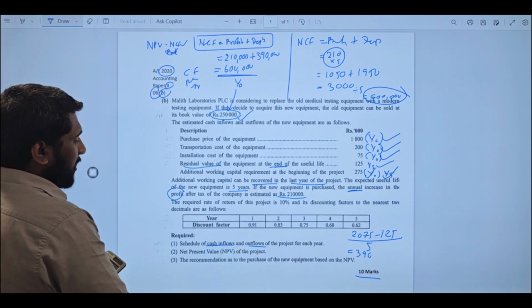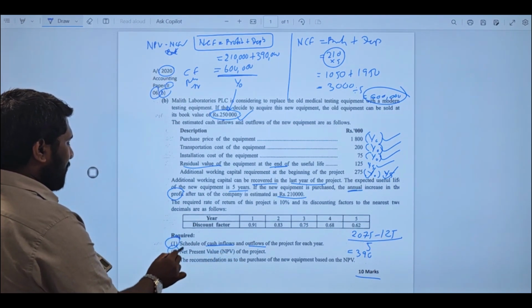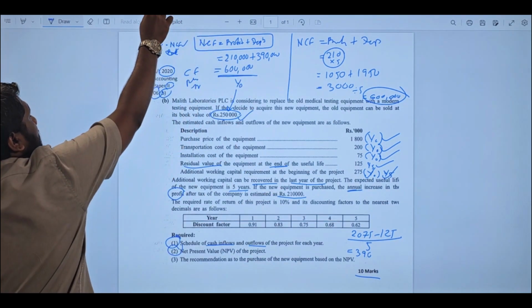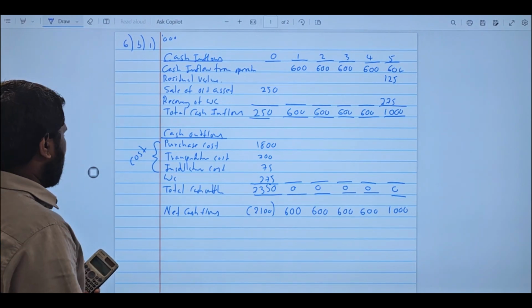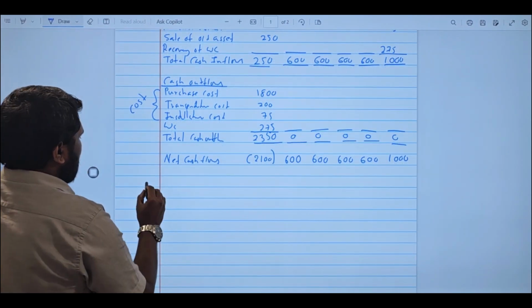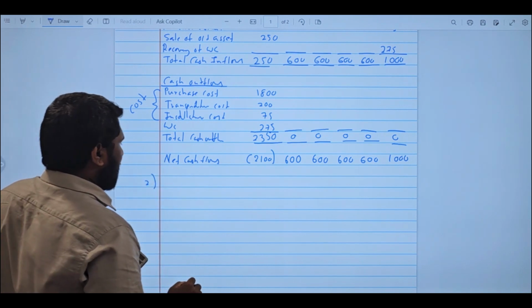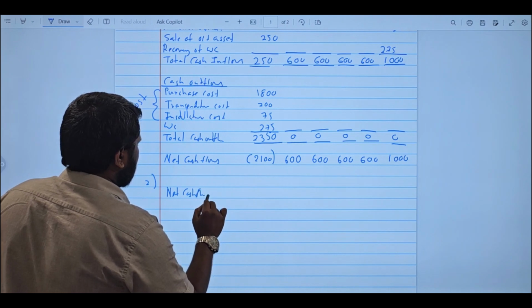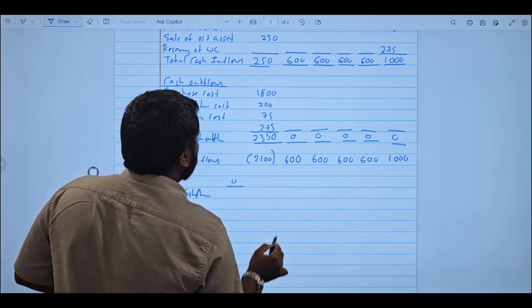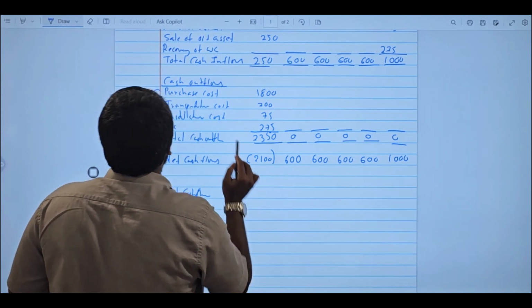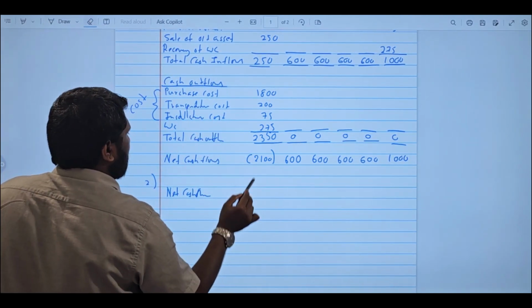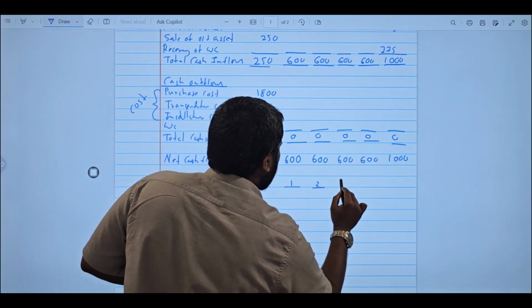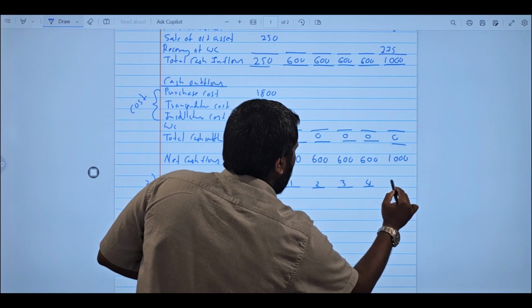Next, what are they asking us to calculate? They are asking us to calculate the NPV. So how to calculate the NPV? You have to multiply your net cash flows by the discounting factor. So let's go to question number 2. Let me write the net cash flows. Year 0, 1, 2, 3, 4 and 5.